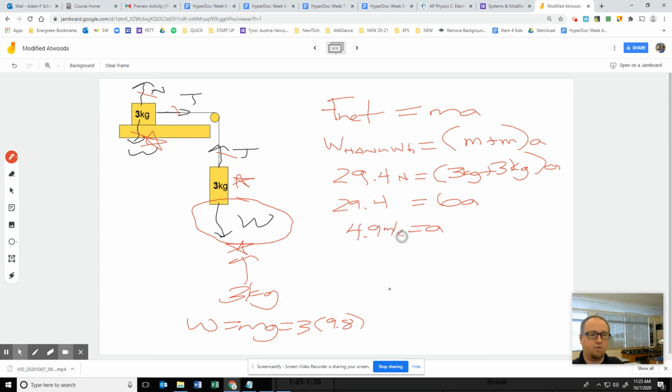A way to think about that is if the thing up top wasn't there, it would be accelerating at 9.8 meters per second squared. But since the thing up top is the same mass, you've doubled the mass. Well, if you double the mass with the same force, you halve the acceleration. So I hope this helps a little bit.